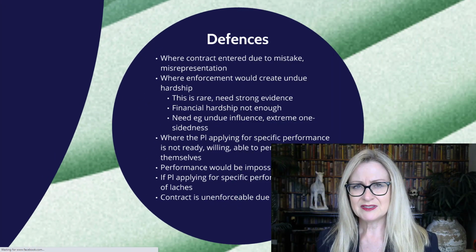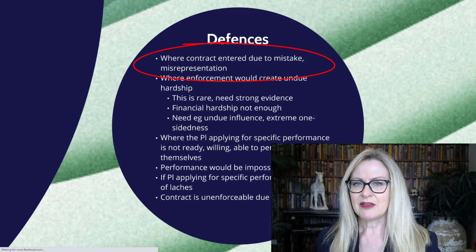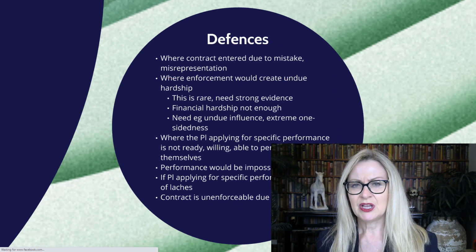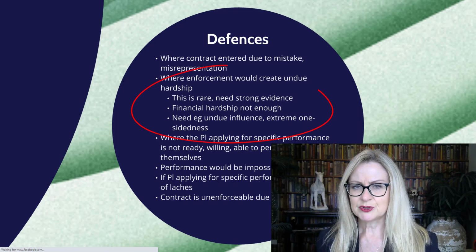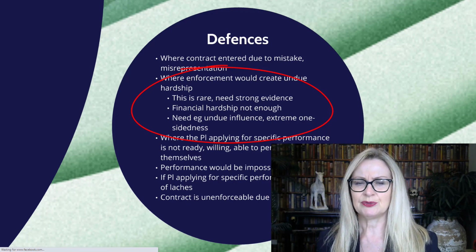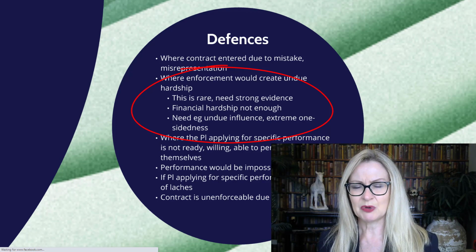What are some of your defences? Firstly, where the contract was entered into because of mistake or misrepresentation. Also, where enforcement would create undue hardship. Remember, this is a creature of equity, so they're not going to enforce one party to do something where it's going to create some kind of injustice. However, you can't just show financial hardship. That normally won't get you over the line. It has to be something fairly extreme, like undue influence.